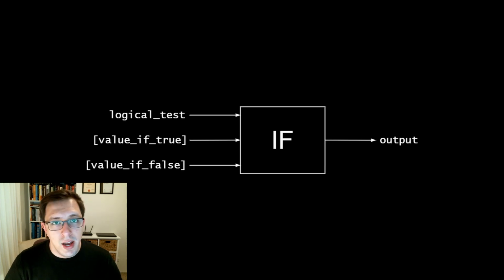Looking at it at a high level, the if function can be visually represented like this, where you've got the three inputs of a logical test, a value if true, and a value if false. And what it gives you is a single output that is either value if true or value if false.